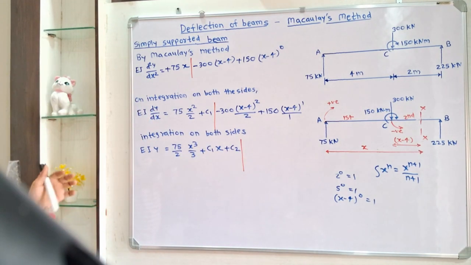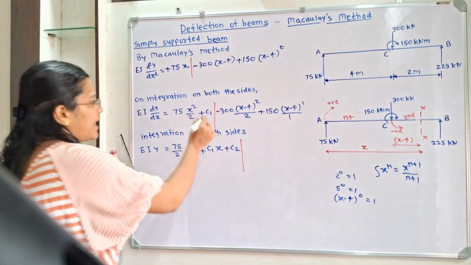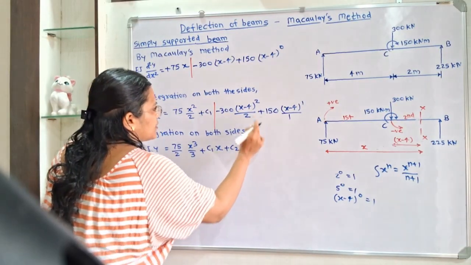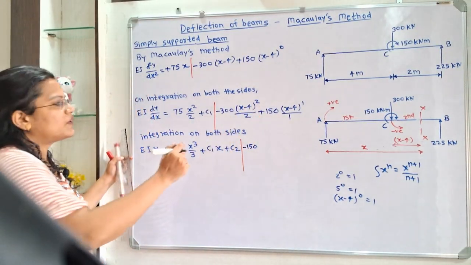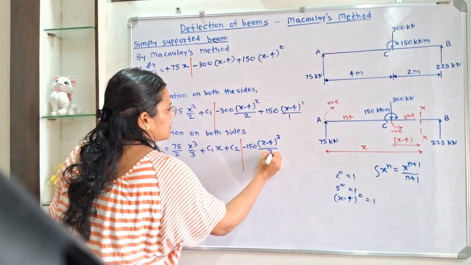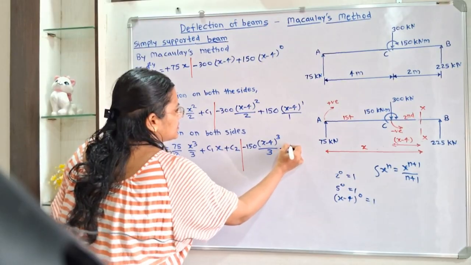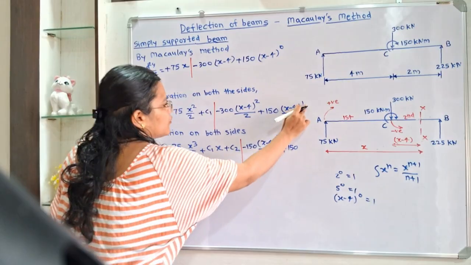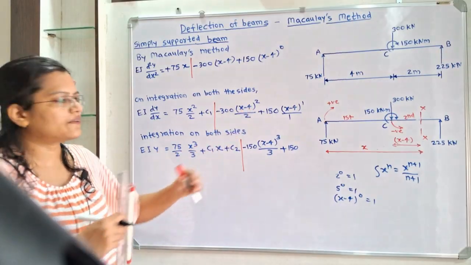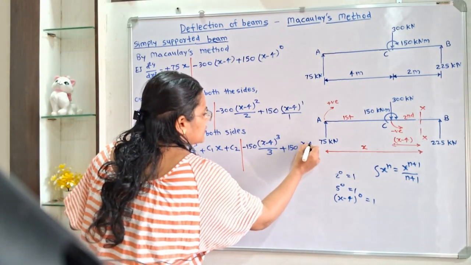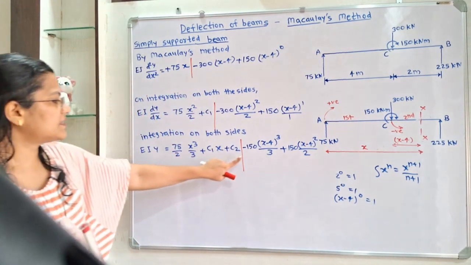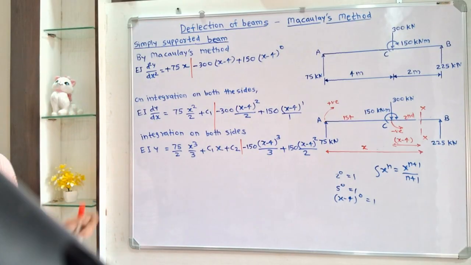Now we will move to the next. So for the second part, minus 300 by 2, so that is minus 150. Now here n is equal to 2, so I will write here (x minus 4) cube by 3. Then here plus 150. (x minus 4) raised to 1, that is n is equal to 1, so it will become (x minus 4) square by 2. So here this is the second equation.